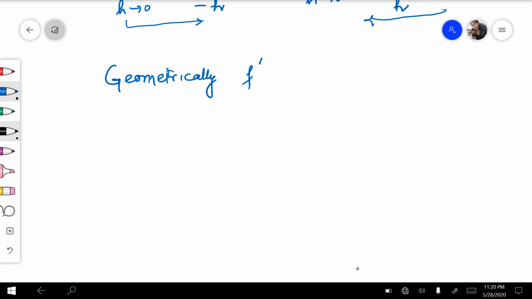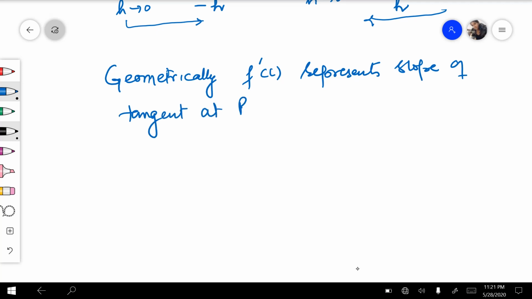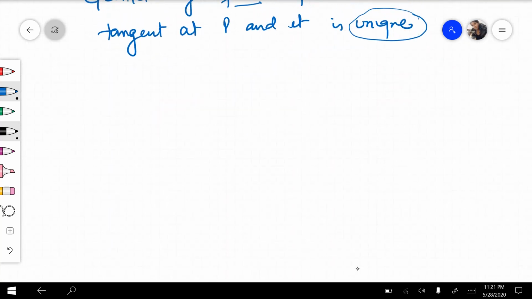So geometrically f dash c represents the slope of the tangent at P, and it is unique. So whenever we are finding the derivative at a given point, it represents the slope of the tangent to that curve at that point, and it is a unique tangent. So whenever we find the derivative, it means we are finding the slope of the tangent at the particular point. Now, moving towards an important result.